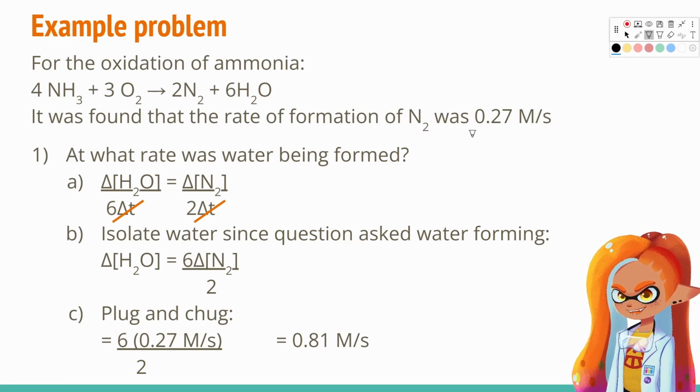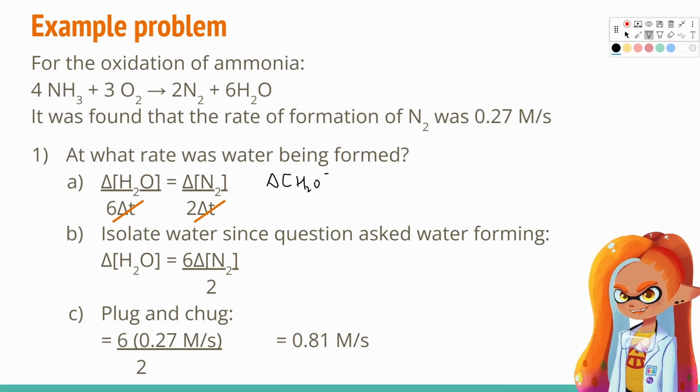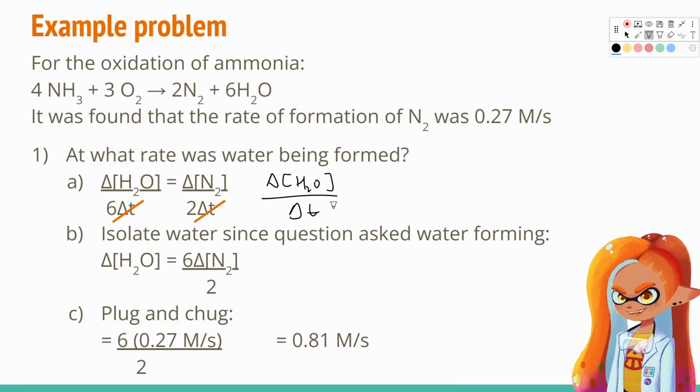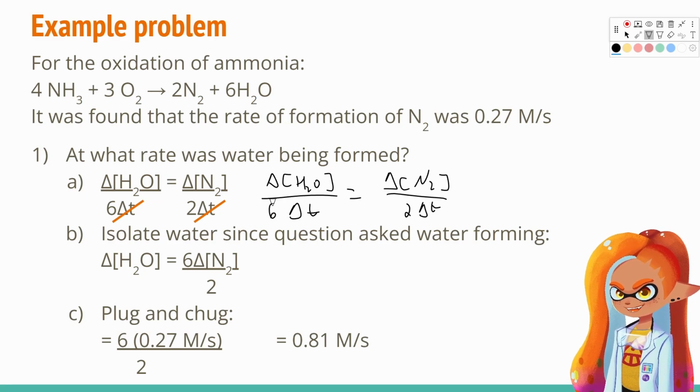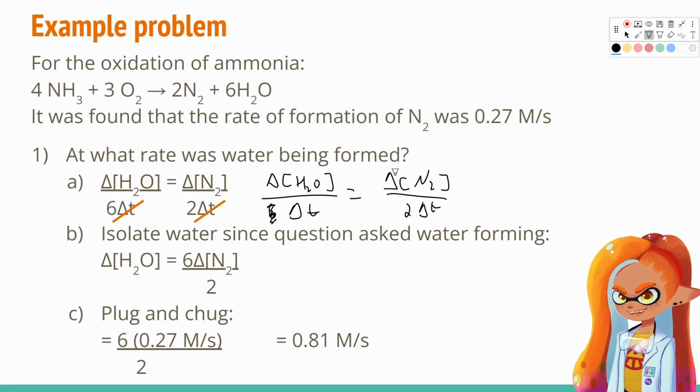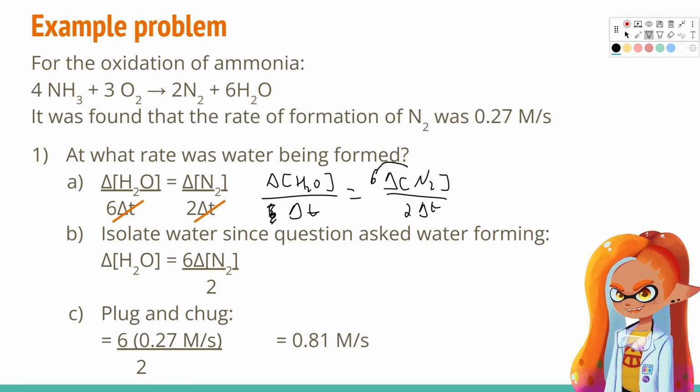So you still have the same setup. So you still have your delta H2O over 6 delta T equals delta N2 over delta T. I forgot the 6 over here. And so the only difference between the actual way versus the way that I showed on screen is, okay, I'm going to multiply both sides by 6, so I can get rid of this 6 and just put it over here. And when you're replacing the 0.27, you're replacing this whole thing.